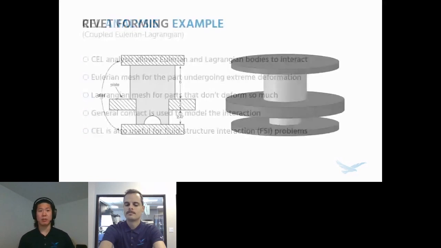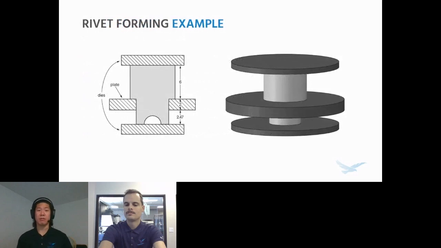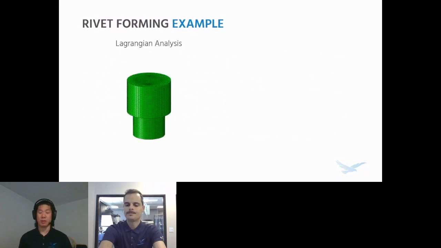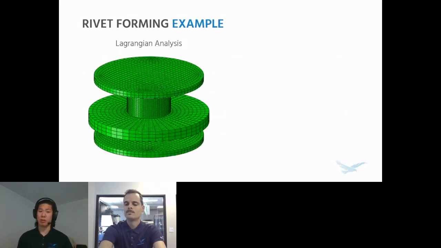To explore this a little bit more, we'll look at this rivet forming example. So we've got this rivet blank, and we're going to have the top and bottom dies compress that around a plate. If we were doing that with a pure Lagrangian approach, this is what the mesh would look like on the rivet. And then we'd have our Lagrangian mesh on the other parts as well.